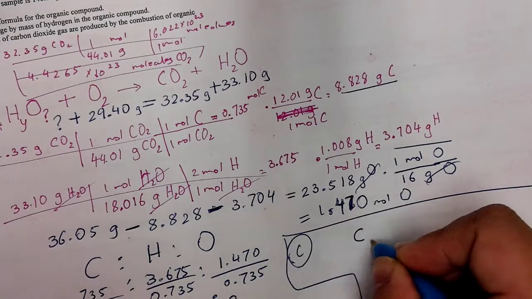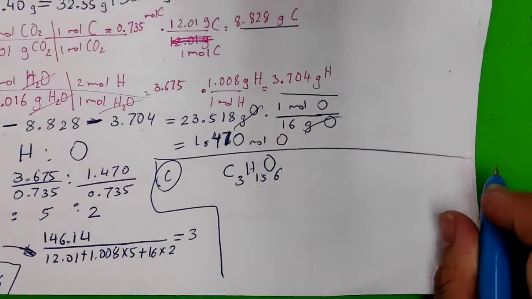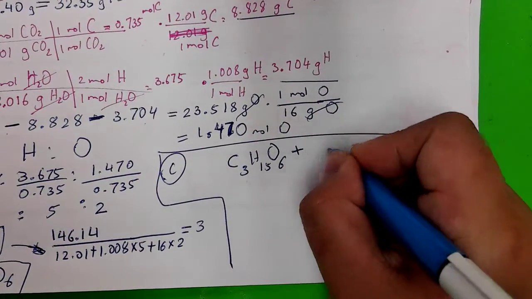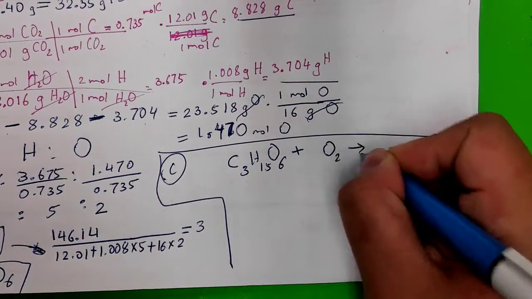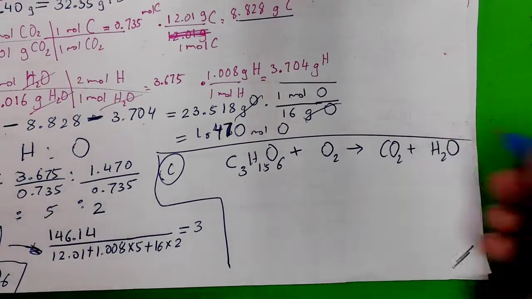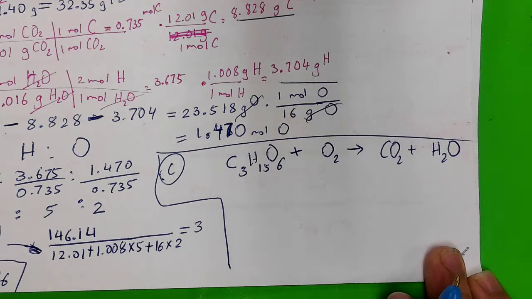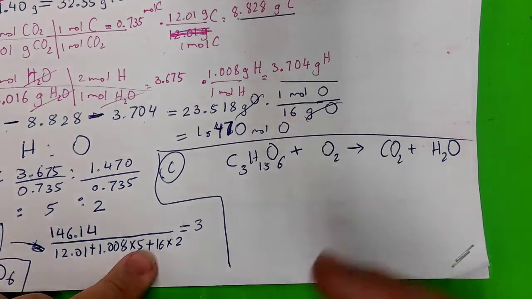Okay, part C, C3H15O6. Right, and then we're gonna say plus O2 go to CO2 plus water. Okay, this part you might want to invest in an eraser because you might have to erase your numbers. But let's just try them anyway.